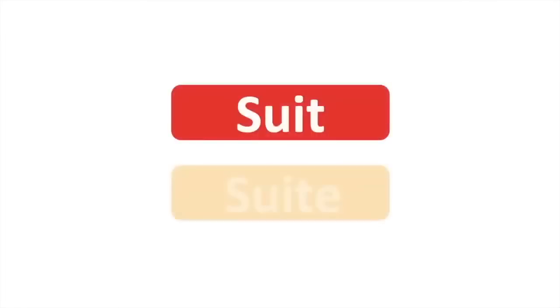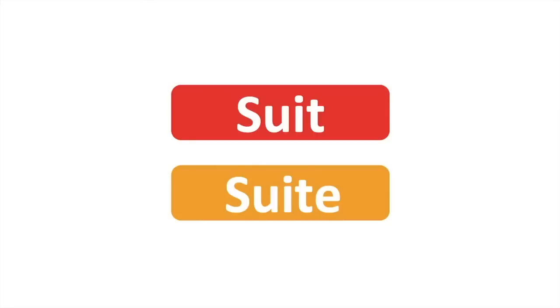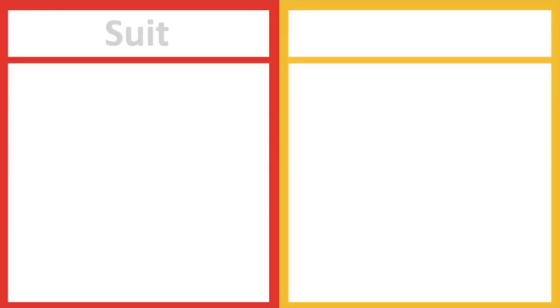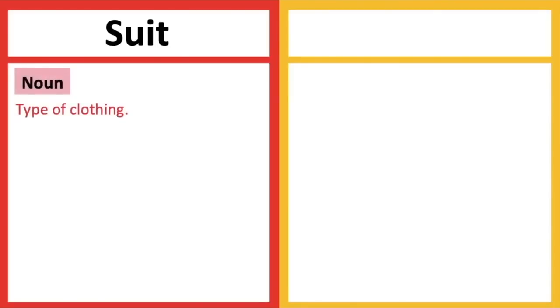Suit, sweet. Notice the difference in pronunciation. Suit, sweet. There is also a difference in spelling and meaning. Suit can be a noun or a verb. As a noun, it refers to a type of formal clothing which consists of a jacket and trousers. For example, he wore a suit to the wedding.